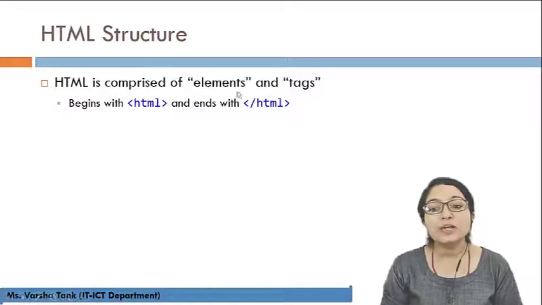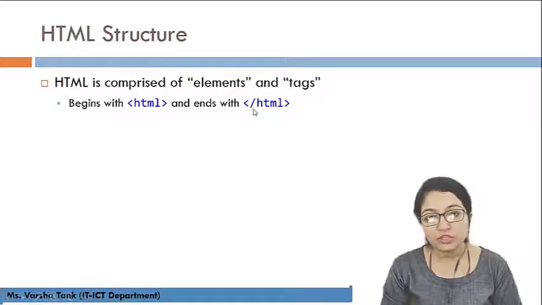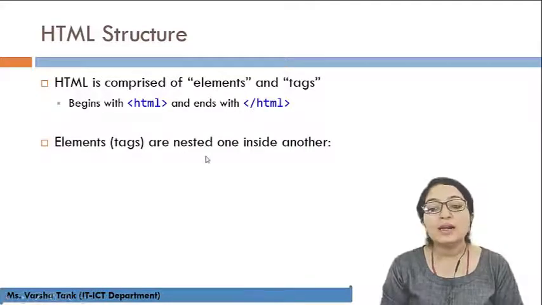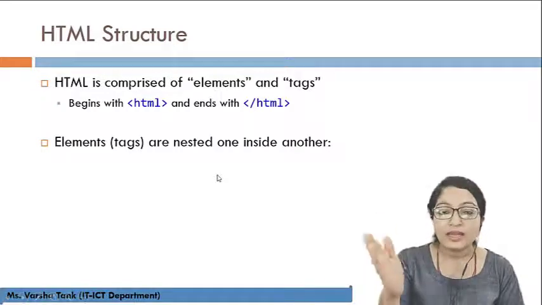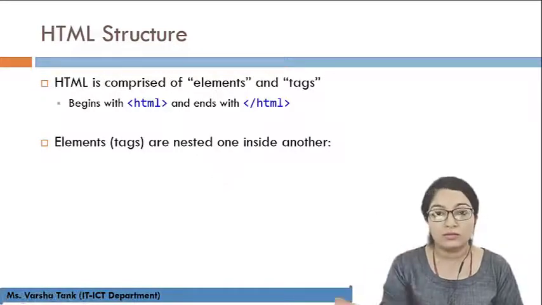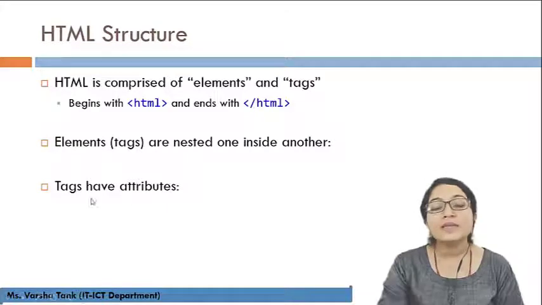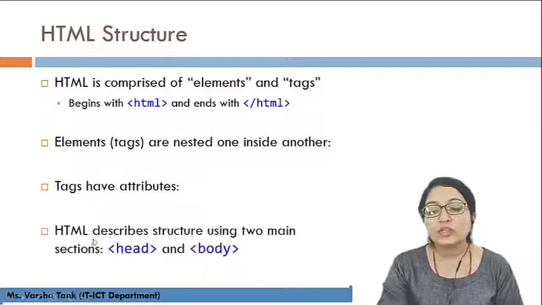HTML is comprised of elements and tags. Okay, so begin with the HTML tag and end with the closing HTML tag. Element tags are nested one inside the other. Okay, so as we have seen in the last lecture, first HTML, then head, then title, they are nested with the previous tags. Tags have attributes. So HTML describes the structure using two main sections, that is head and body.